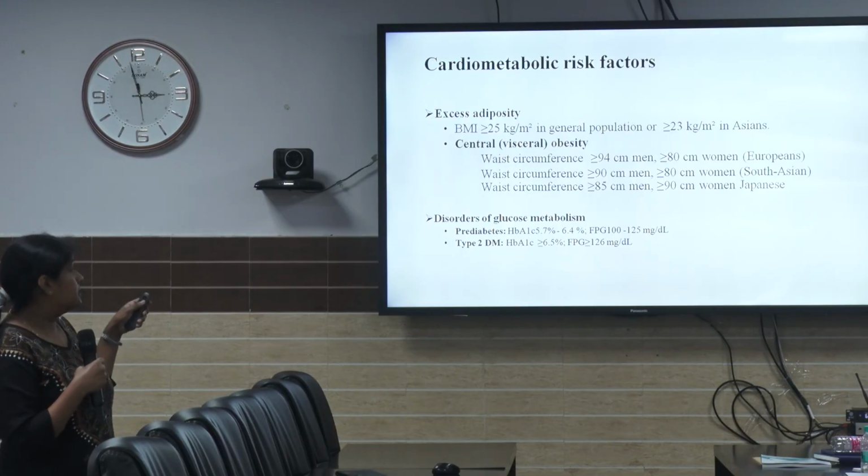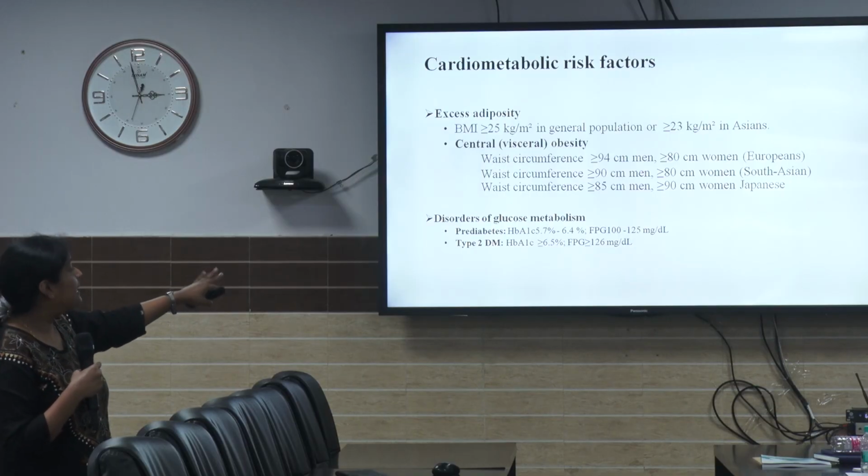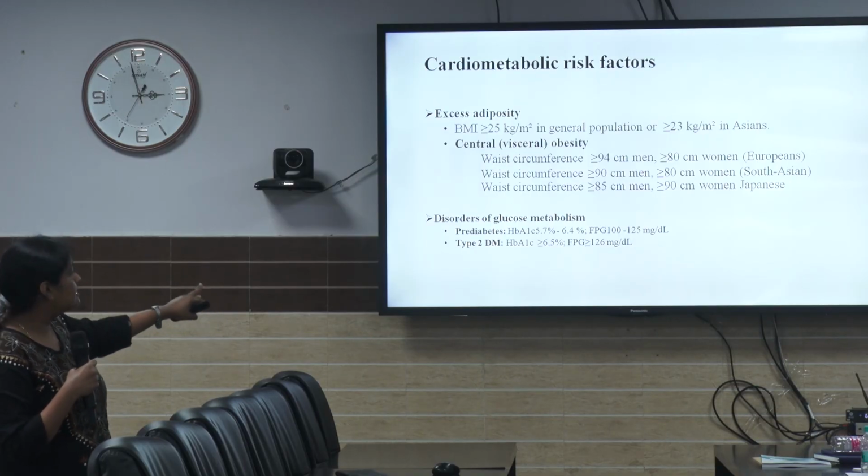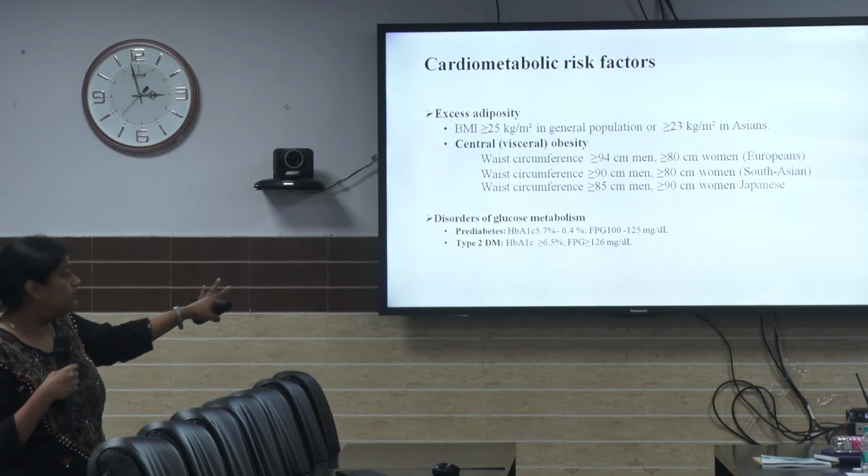Then waist circumference. I'll talk about the South Asian. We have already mentioned 90 centimeters for a man and a woman. It is a bit different for Japanese: 85 in men and 90 in women.